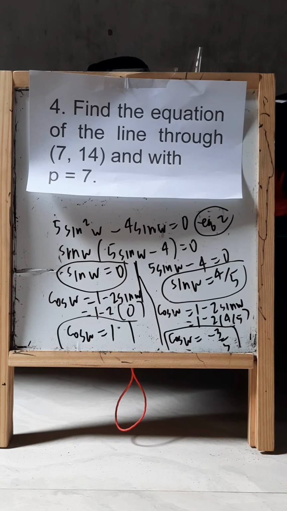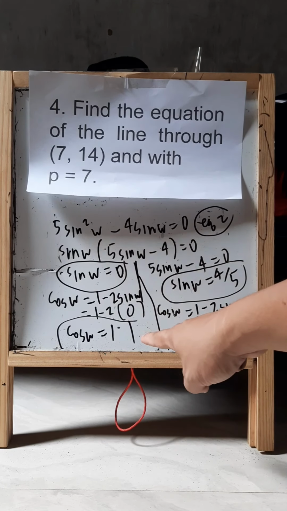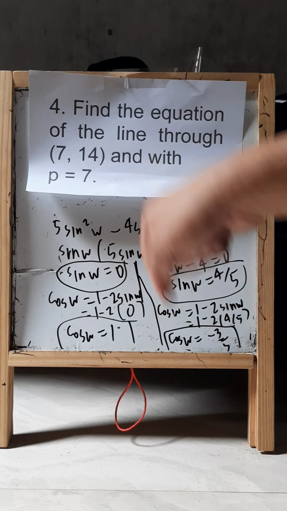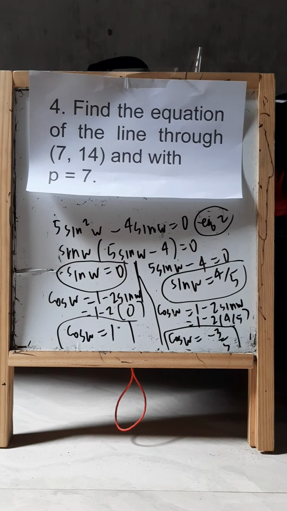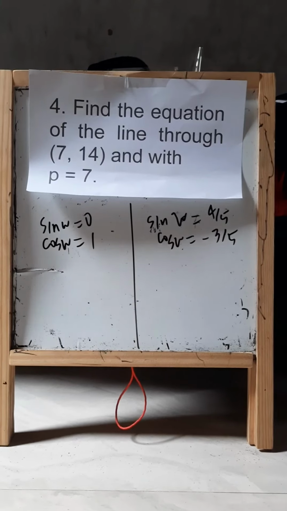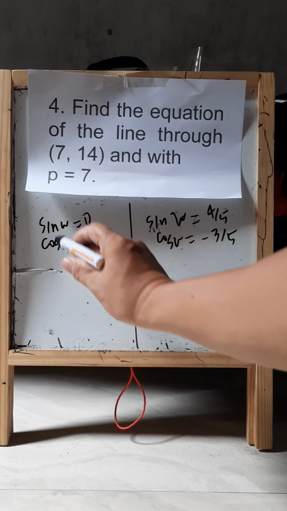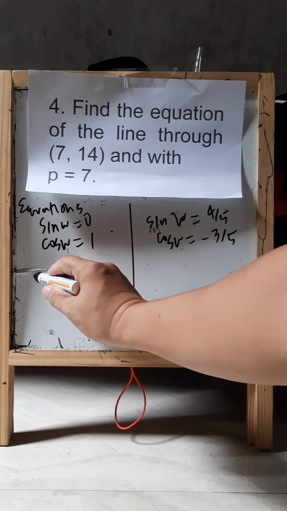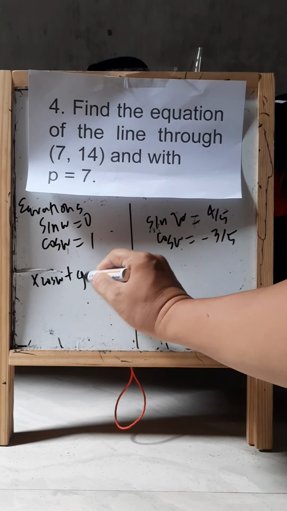So, ibig sabihin, there are two lines for this problem. Okay, line 1 and line 2. So, since meron tayong given for sine w, cosine w for each of the two lines, then for the last step, we can now find the equation, which is what we're looking for. So this is now the equation of the two lines. Sine w is 0, cosine w is 1, so we can now substitute it into the normal form of the equation of a line.